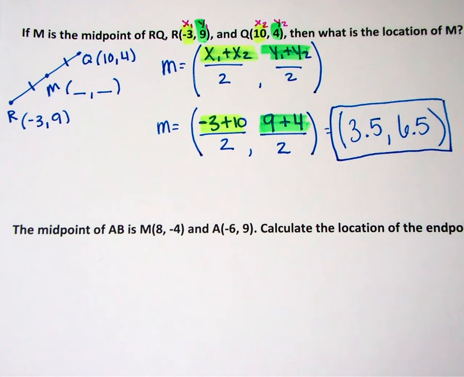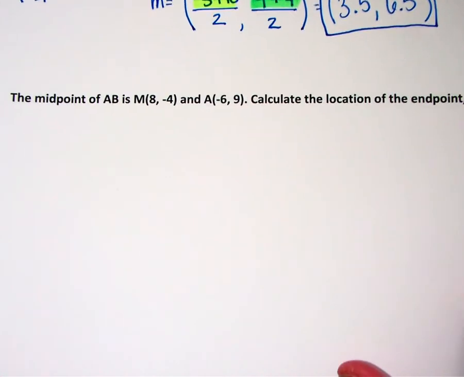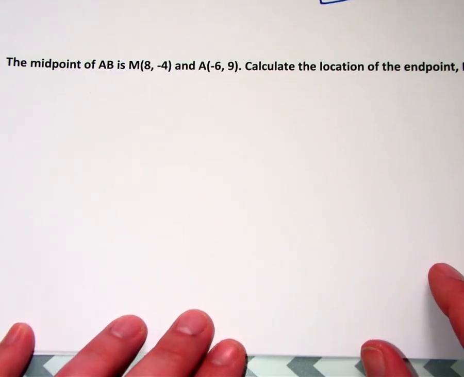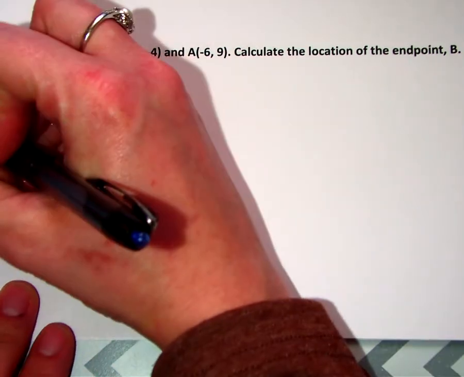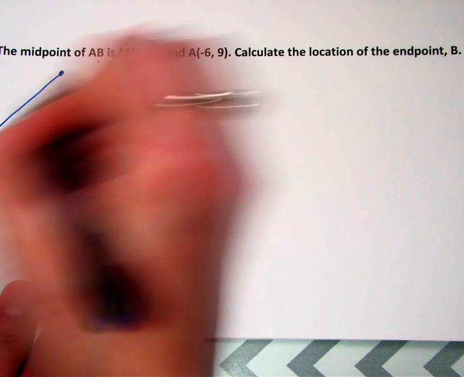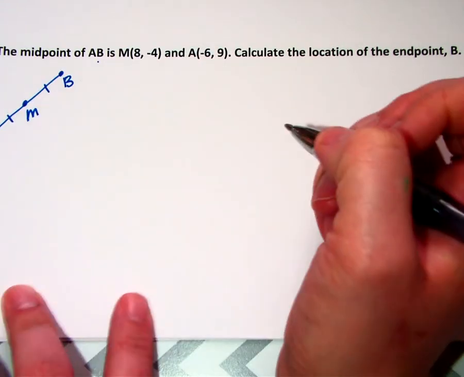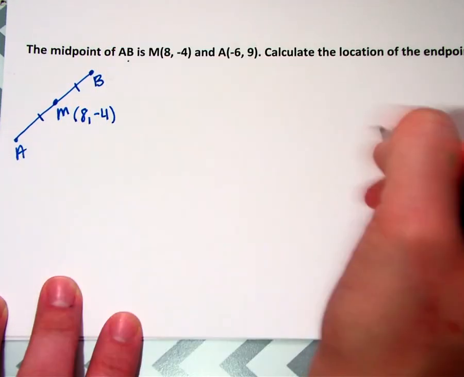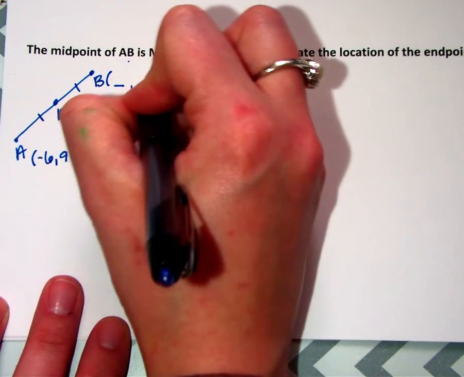All right, let's do our last type of problem. Now, in this problem, we are actually calculating the location of an endpoint. So it says the midpoint of AB is M, which is 8, negative 4. And A is negative 6, comma 9. We want to calculate the location of B. So if we're going to do a little sketch like we did up above, AB is the name of the segment, and M is located in the middle. I'm going to go ahead and label in my picture. So M is 8, negative 4. So we know the location of the middle, and we know where this segment starts. Negative 6, 9. We don't know the location of where it ends.